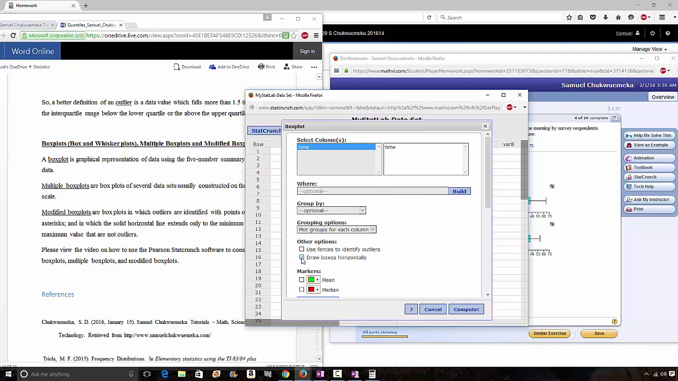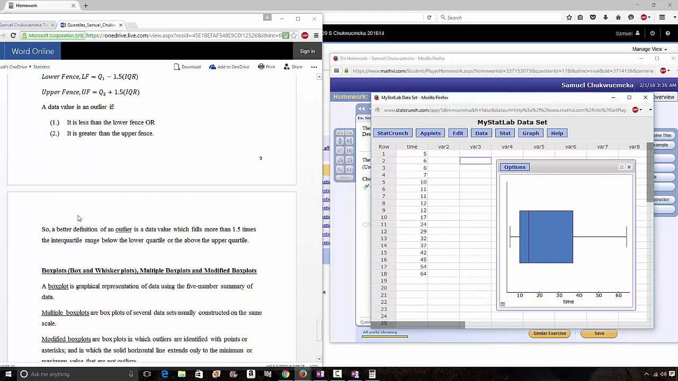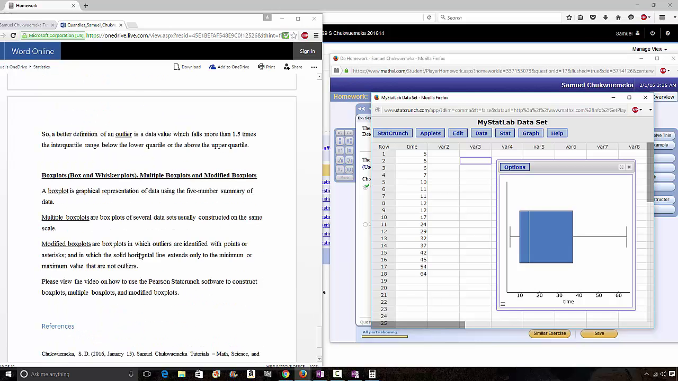If you draw the box plot horizontally, you might check the box to use fences to identify outliers, then compute. There's no outlier here, so you're good. Now, if there was an outlier, remember the fences: if a value is lower than the lower fence or higher than the upper fence, then it has to be an outlier.